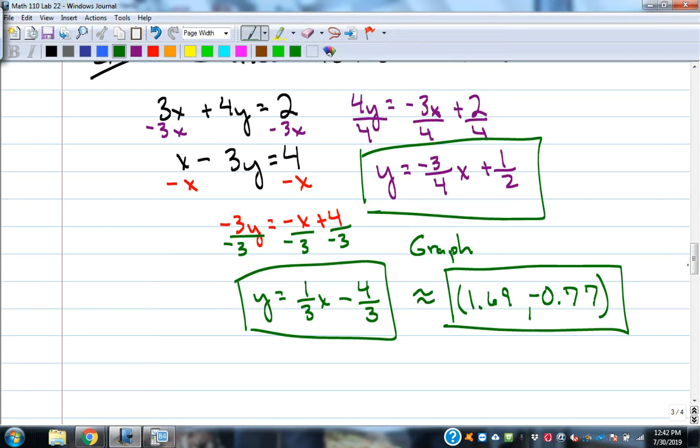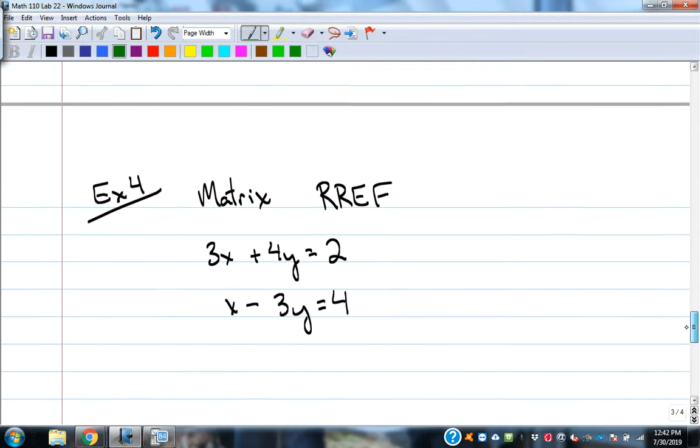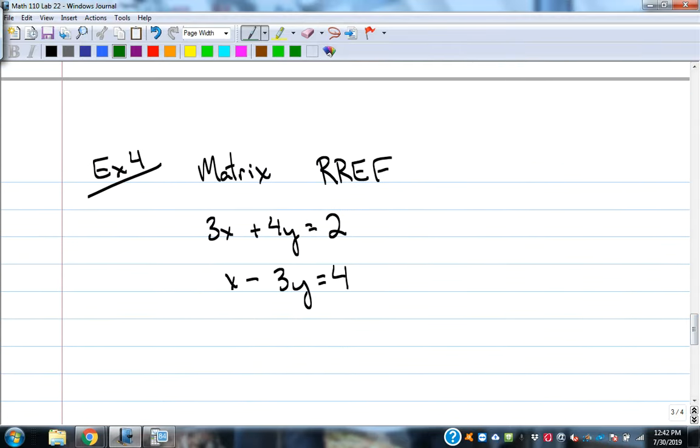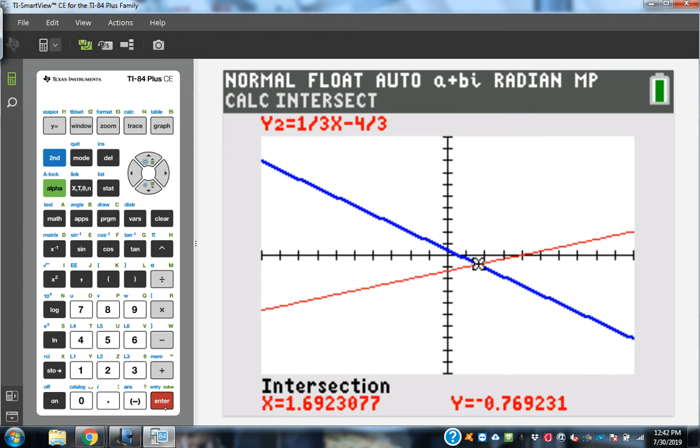Okay. One more method I want to talk to you about is using the matrix method, using the calculator to use the reduced row echelon form for solving that. And so you want to make sure your system of equations is in standard form with x and y on the same side for both equations. And so then your matrix that you're going to enter will be a 3, 4, 2, 1, negative 3, 4. That size is 2 rows by 3 columns. Okay? So I'm going to enter that matrix into our calculator.